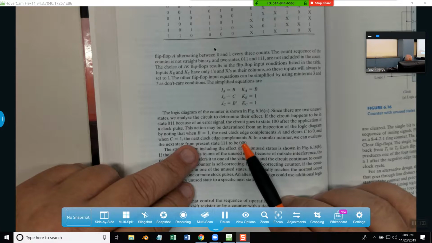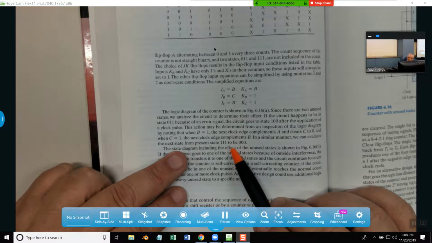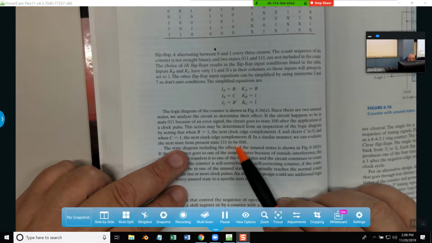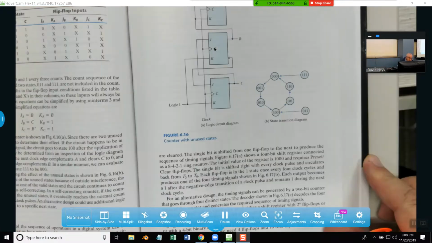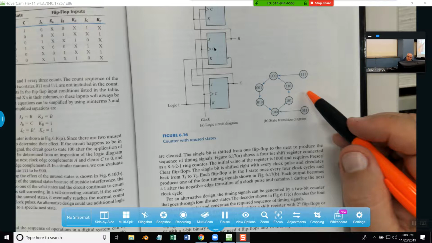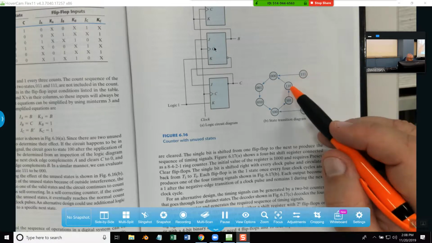In a similar manner, we can evaluate the next state from present state 111 to be 000. And they present that over here. So if it does fall out of here, our normal would go from 110 to 111, so it just continues on its normal path. And same down here.